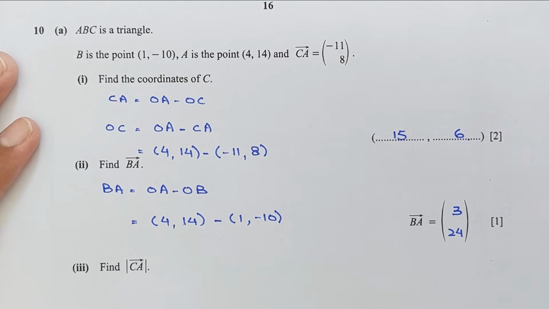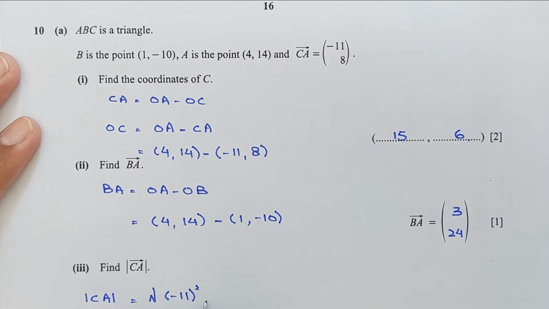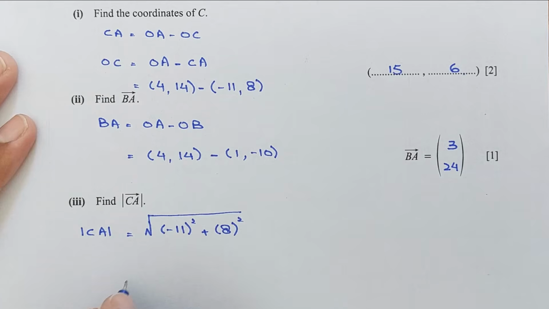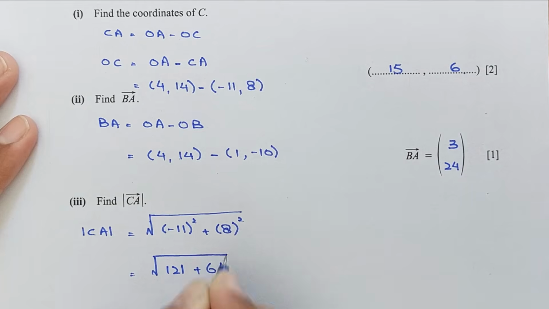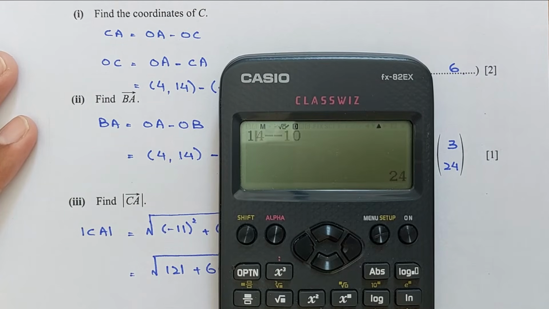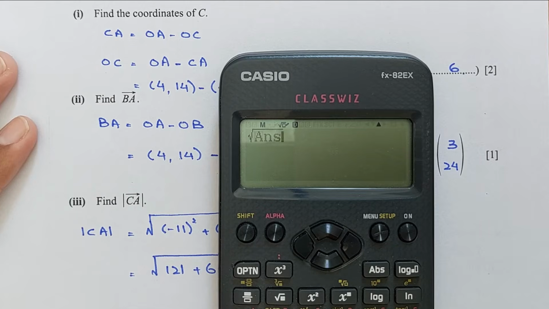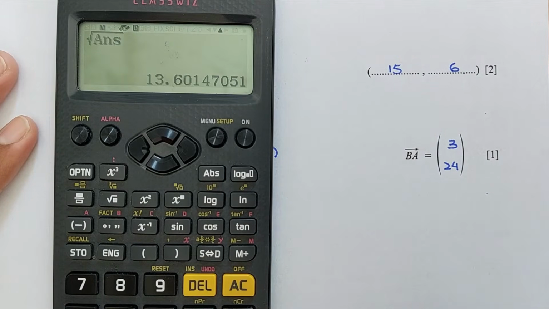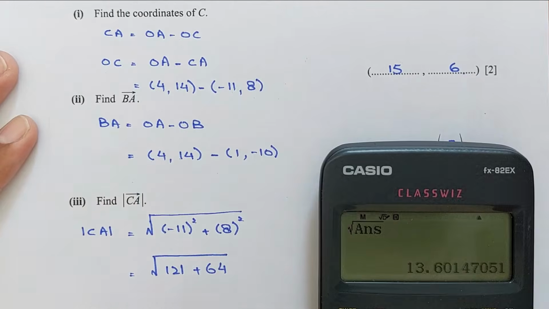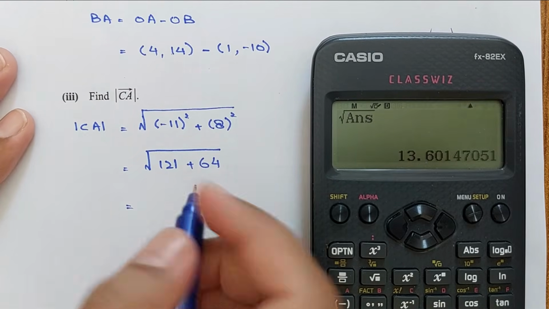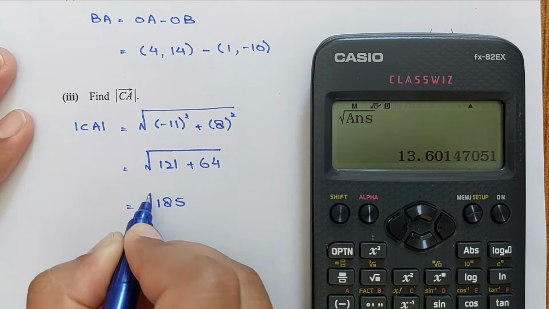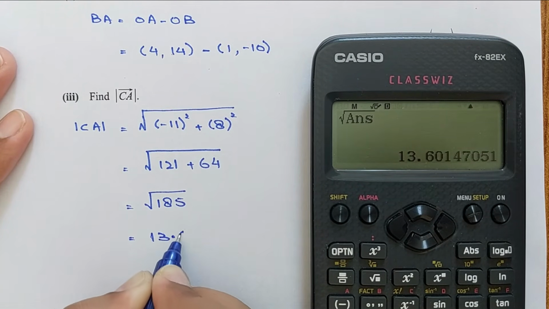Now for part C, find the magnitude of CA. We have CA. Now the magnitude of CA, it means the square root of the first component square plus the second component square. All right. So simplify. 11 square is 121, 8 square is 64, and taking its square root, that would be CA. 121 plus 64, and square root of 185 is equals to 13.6. All right.